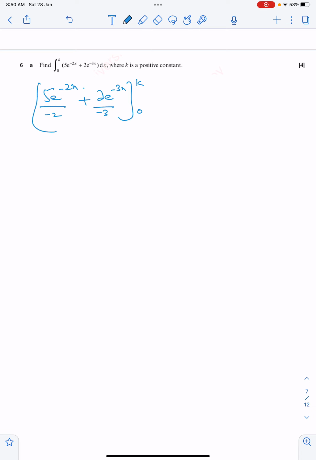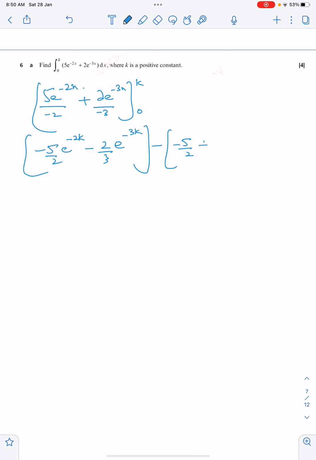This will become minus 5 upon 2 e to the power minus 2k minus 2 upon 3 e to the power minus 3k. This is the first bracket, minus, and if x is 0, this whole thing will become, since anything to the power 0 is 1, minus 5 upon 2 minus 2 upon 3. Once again, e to the power 0 is 1.